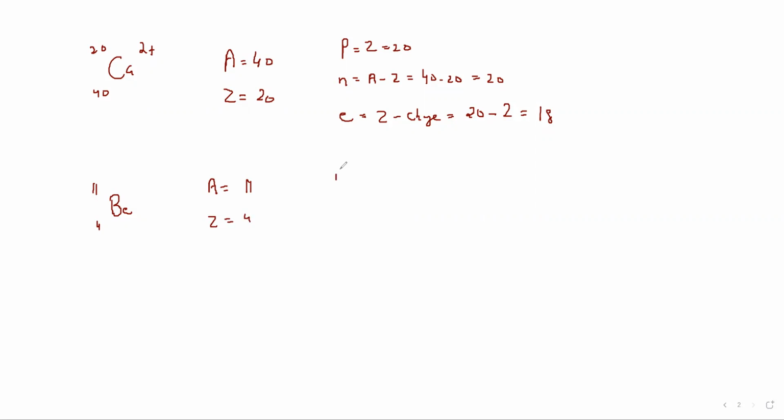If you want to find protons, how do you find the proton number? The proton number is given by Z, so that is equal to 4. If you want to find neutrons, that is equal to A minus Z. So 11 minus 4, that is equal to 7. And if you want to find electrons, that is Z minus the charge. But in this case, Z is 4 and there is no charge. So that also gives 4 electrons.